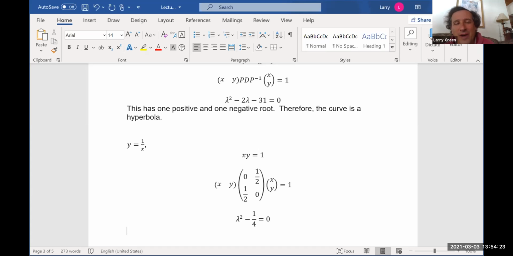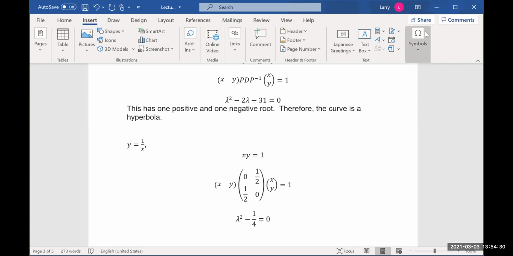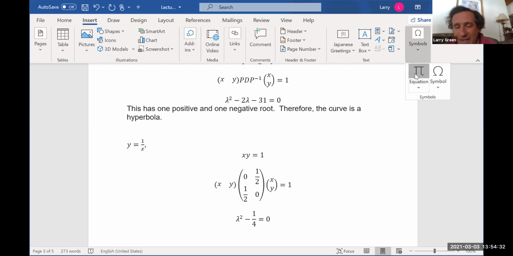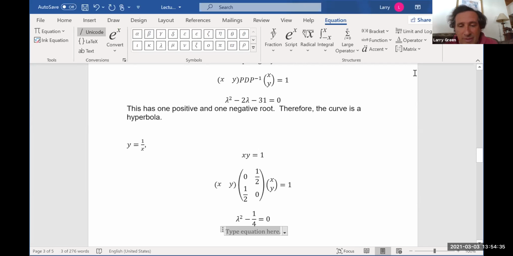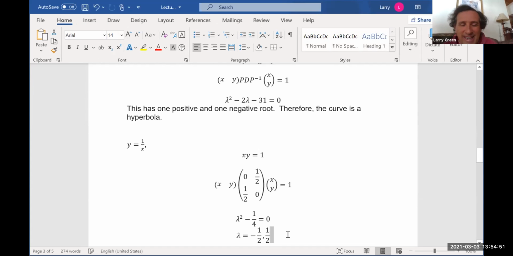So have we proven that we have a hyperbola? Yes. Yeah, because we have a positive and we have a negative. If you get two positives, it's an ellipse, right? If you get one of each, it's a hyperbola. So we can say lambda equals 1/2, or let's go negative 1/2, or it's equal to 1/2. Just a note, let's just continue because this is, like I said, an easy example, so let's go for it. So let's diagonalize this guy.